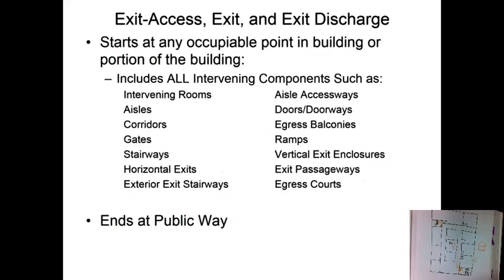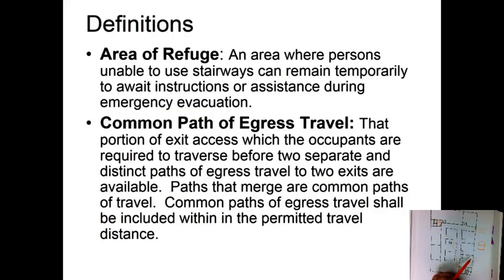So we have exit access, exit, and exit discharge. Exit access starts at any occupiable point in the building or portion of the building. Okay? Intervening rooms, aisles, corridors, gates, stairways, horizontal exits, to get to another, and of course going downstairs and into the public way. We know about area of refuge. We've talked about that. An area where persons unable to use stairs can remain temporarily to await instructions or assistance during emergency evacuation.